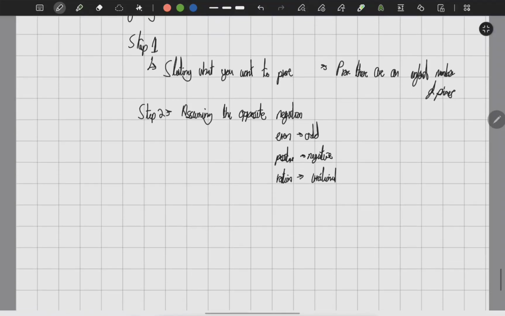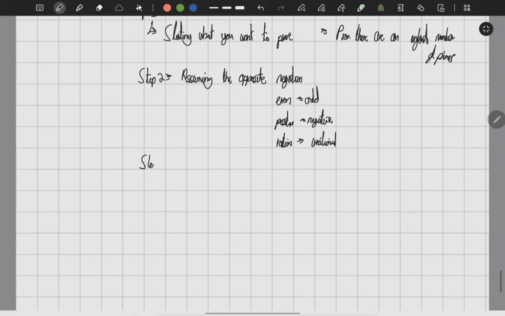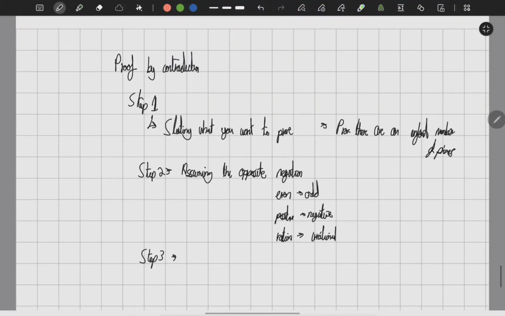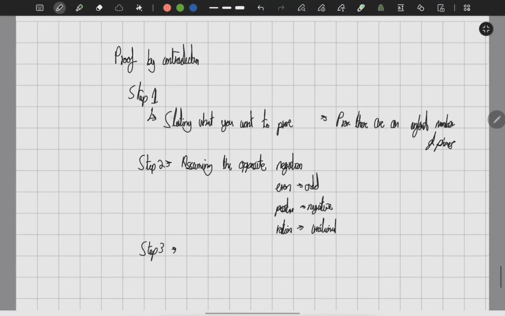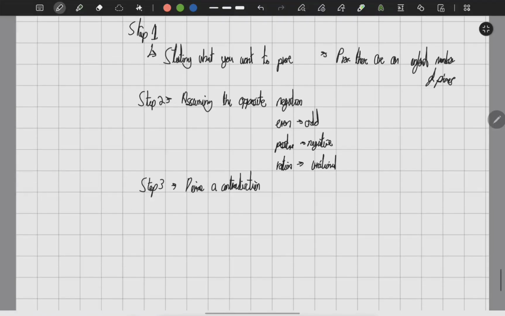So step 3 is actually showing that there's a contradiction with the opposite. So this is what I said, where you want to prove that the opposite is impossible. So you have to derive a contradiction from somewhere. Like you have to do algebra, some manipulation, completing the square, things like that.